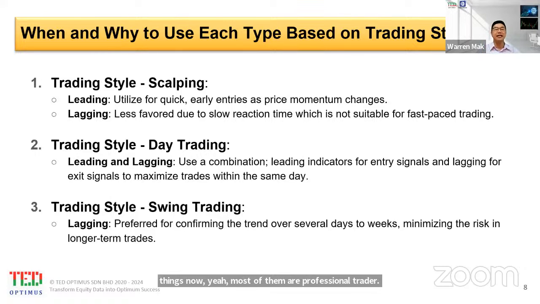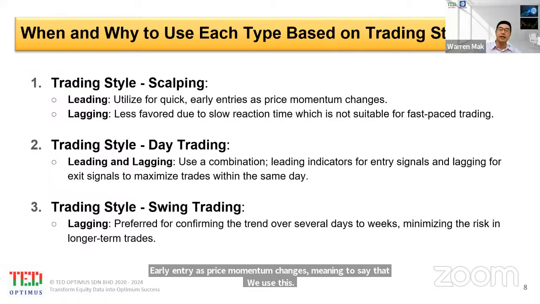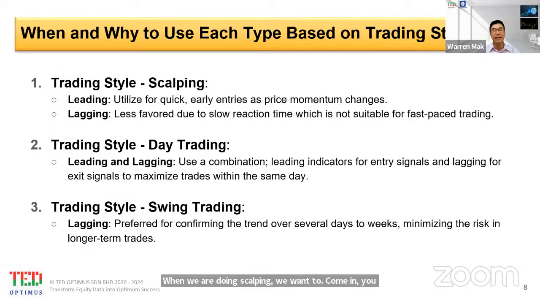Then for the leading indicator, we use it for a quick early entry as price momentum changes. Meaning to say that when we are scalping, we want to come in and open a position very quickly, and we want to close the position to realize profit within seconds or minutes. Then we use the leading indicator for this scalping. Of course, technically, lagging indicator for scalping is not really favorable because of the slow reaction time, so it's not suitable for fast-paced trading. So technically, for lagging indicator, we don't use it for scalping. It's out of the question.